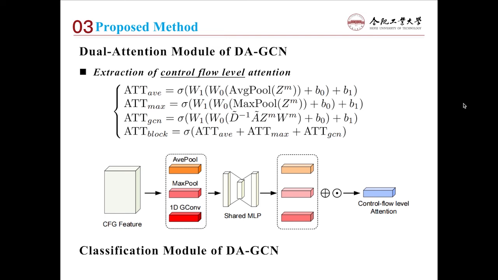And then, in the classification model, we concatenate the features extracted from the graph convolutional model and the dual attention module, and then perform classification via a convolutional layer, max pooling, a fully connected layer, and a softmax function.